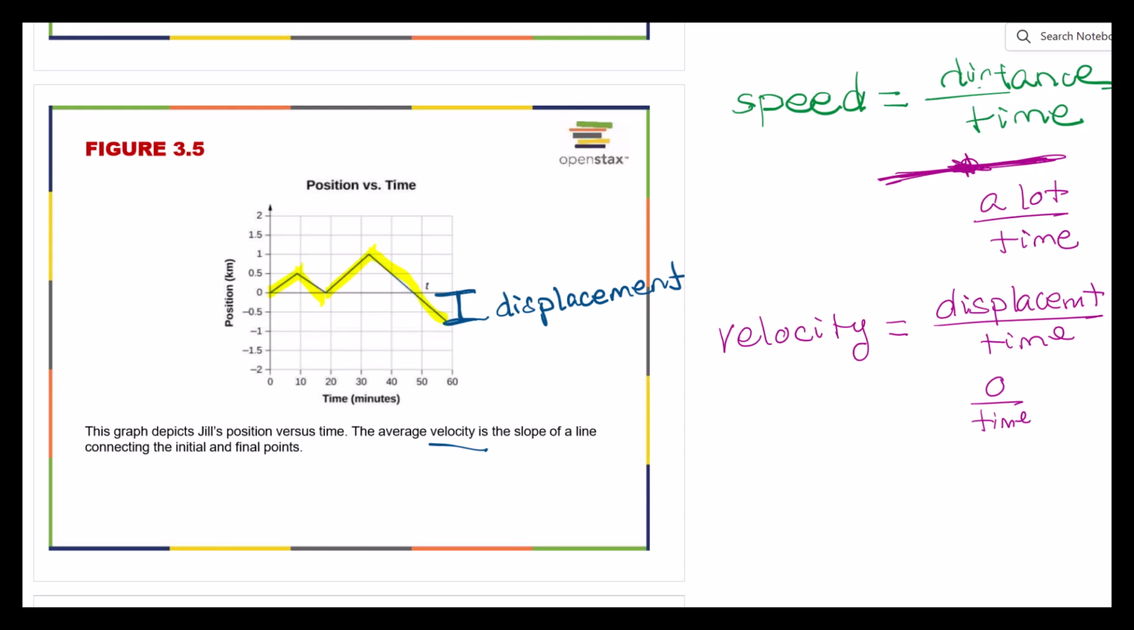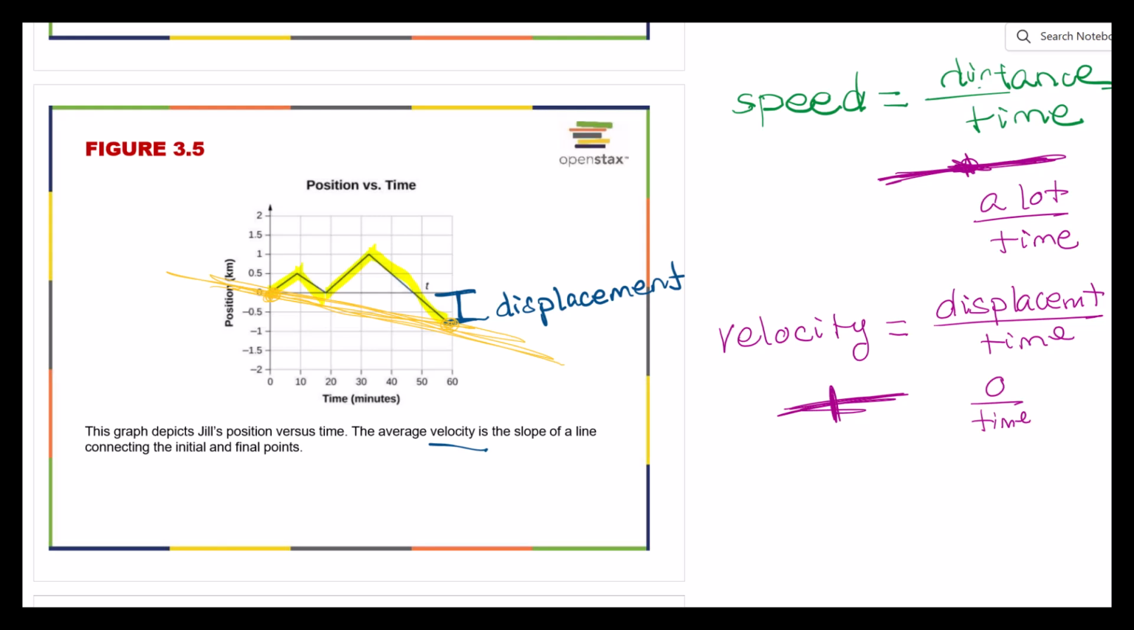So if we go around and we end up here, our total velocity, or average velocity, is 0. Up above, our average speed might be a lot. It just depends. Now this one is talking about average velocity, and they're trying to make this connection between the slope here. So if I start here and I end here, that's my average velocity.